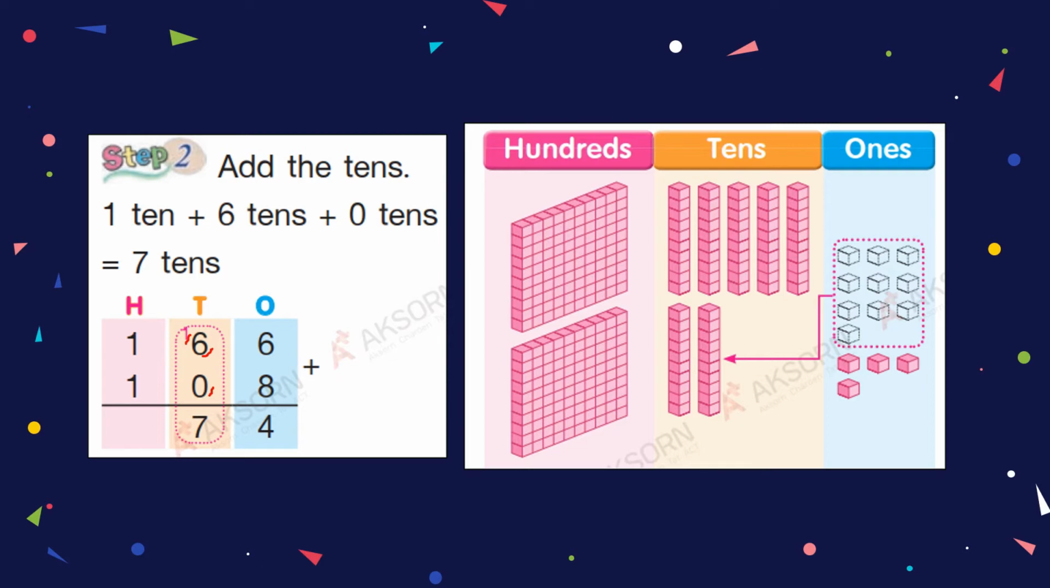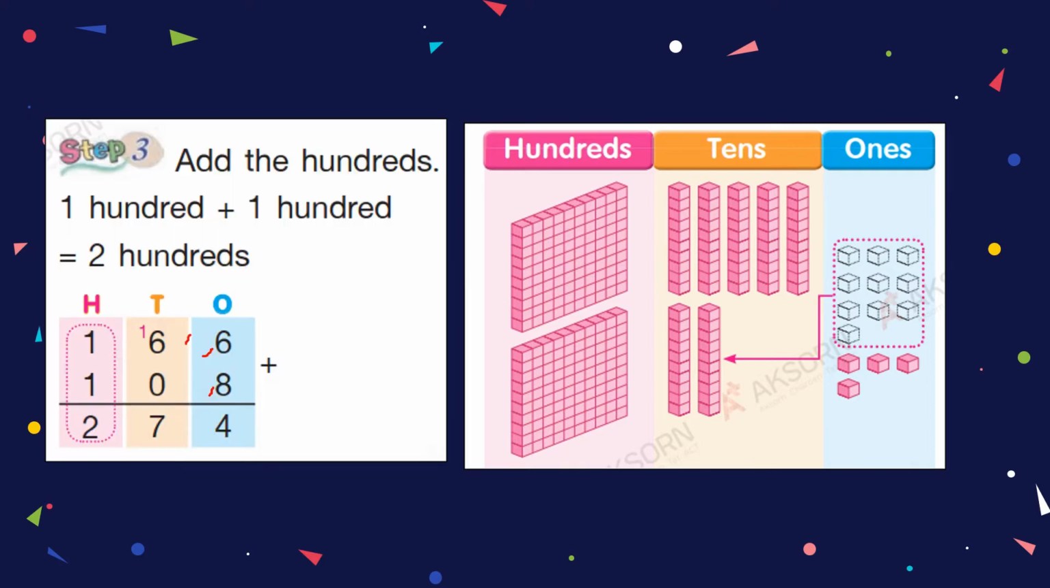The next step is we're going to add the hundreds. 100 plus 100 is equal to 200. So 1 plus 1 is equal to 2. Therefore, we have 166 plus 108 is equal to 274.